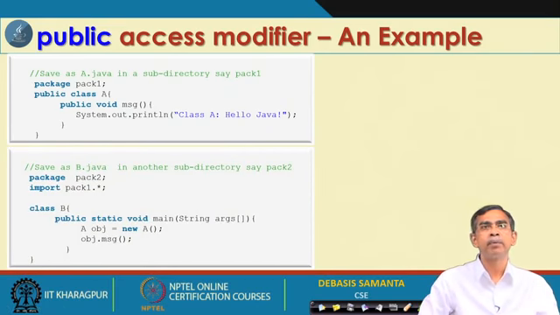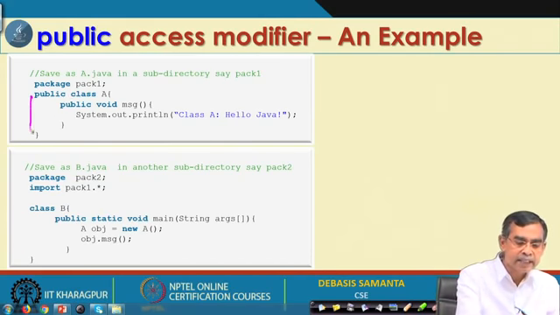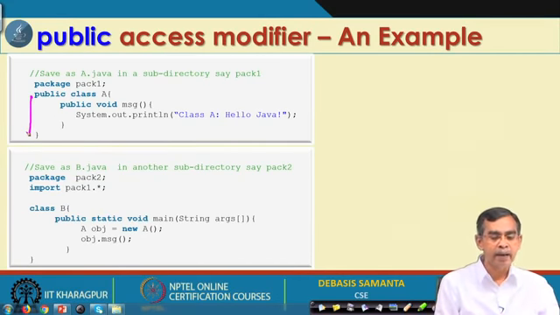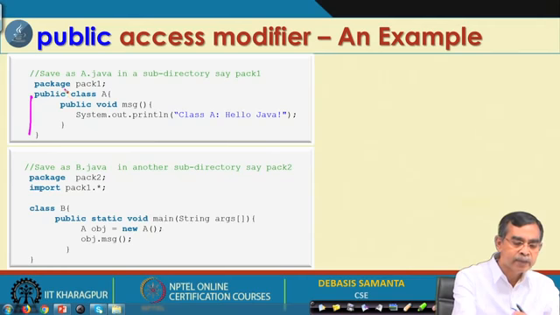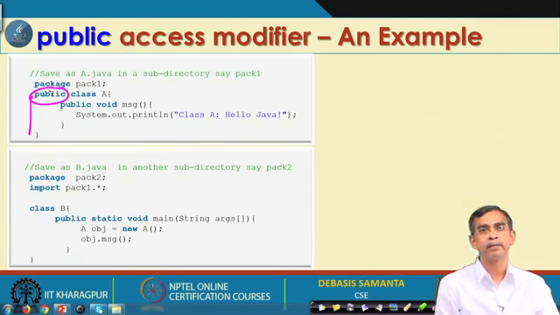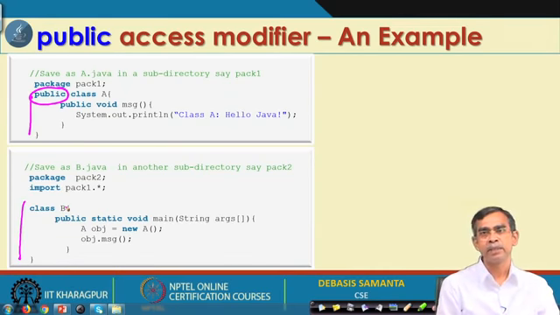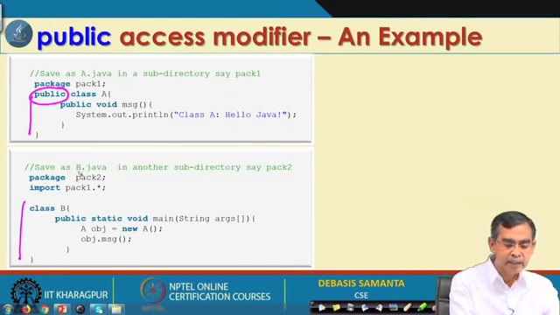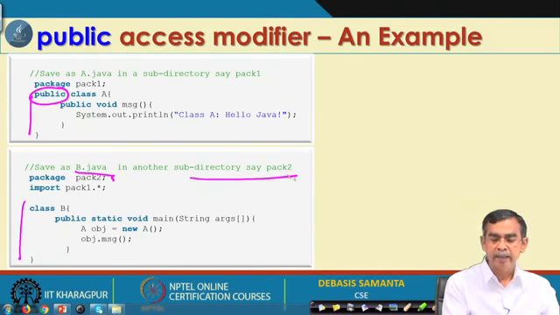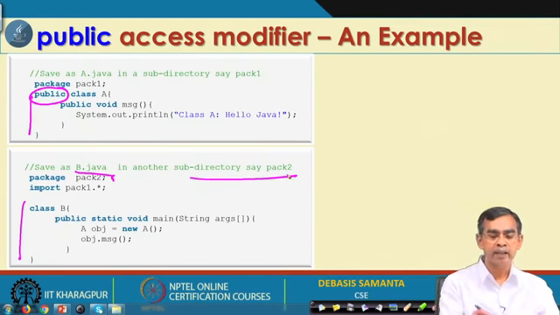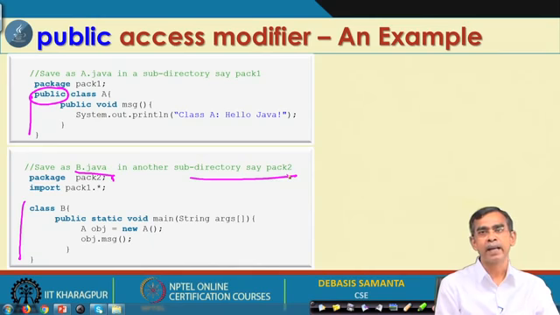Now, let us consider a simple example first. Here, this is the class A, declared in a.java in a sub directory, say pack 1, and here we can see we have declared the class A as public. Now, there is another class B, with the default access specifier, and this class is saved as b.java in another directory, say pack 2. So, there are two classes, class A and class B, both belonging to different directories, whereas class A has the public access specifier.